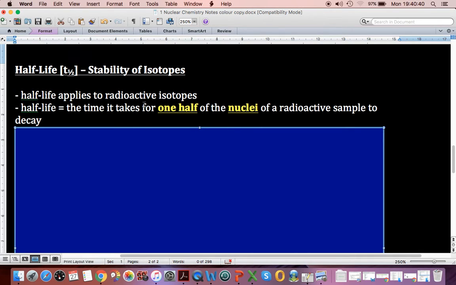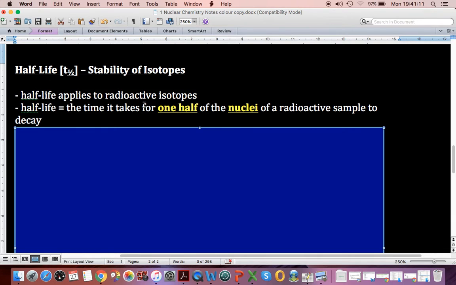So we have a definition. You should know it. Half-life is the time it takes for 1/2 of the nuclei of a radioactive sample to decay. So let's say I have a radioactive element, and I've got 1,000 grams of it. I would simply record the time it takes to get down to 500 grams. And let's say that's 1 hour. Then after 2 hours, or 1 more hour, I'll go from 500 to 250, and then I'll drop to 125.